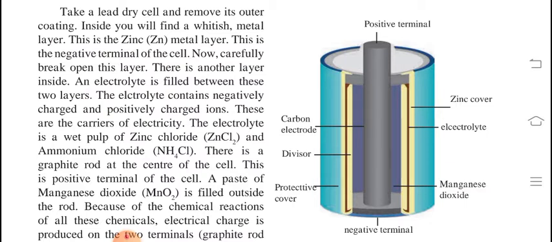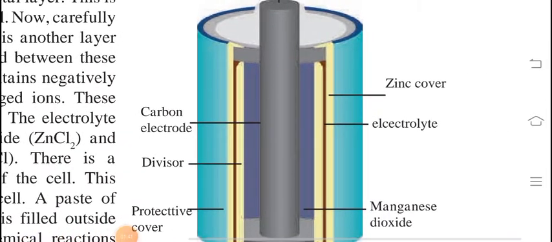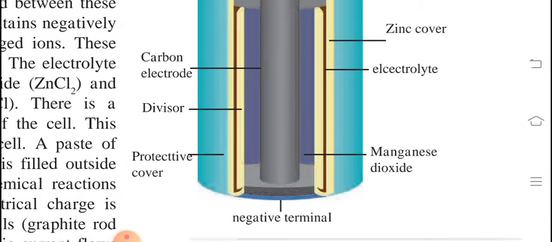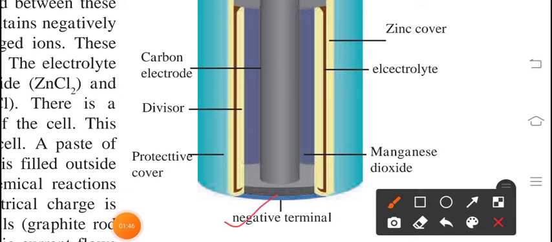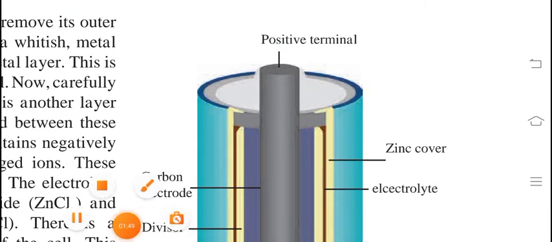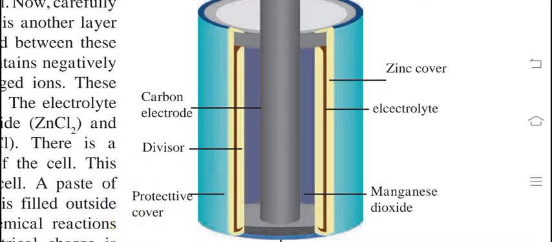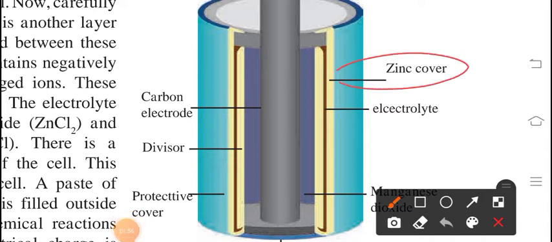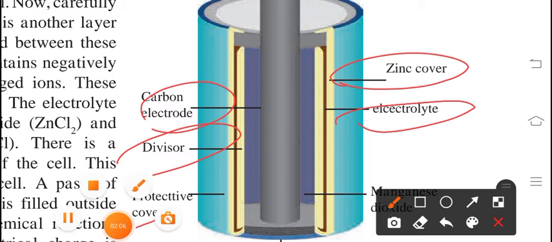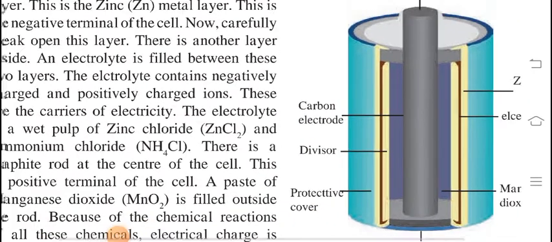Here you can observe in this diagram. See, negative terminal over here, positive terminal, and inside it the zinc cover. If you go into detail, after opening you will get the zinc cover, then electrolyte, and the carbon electrode is very inside in it. Next is the separator. This is the protective layer. All this is part of the construction.